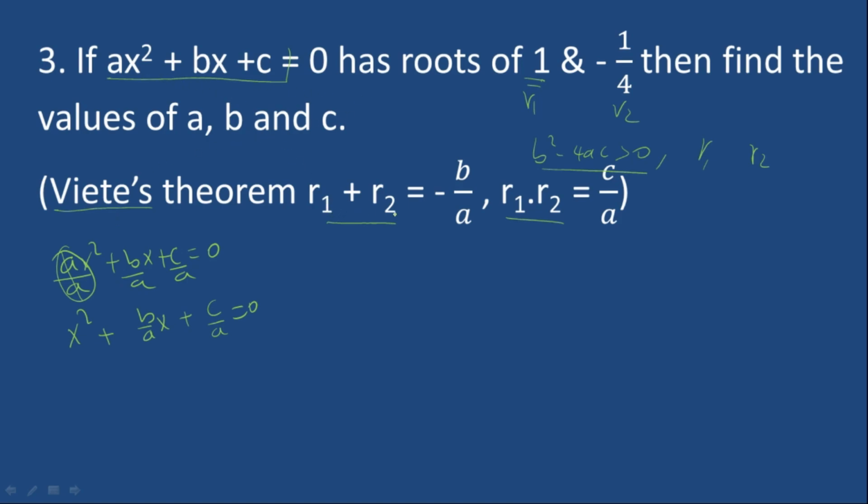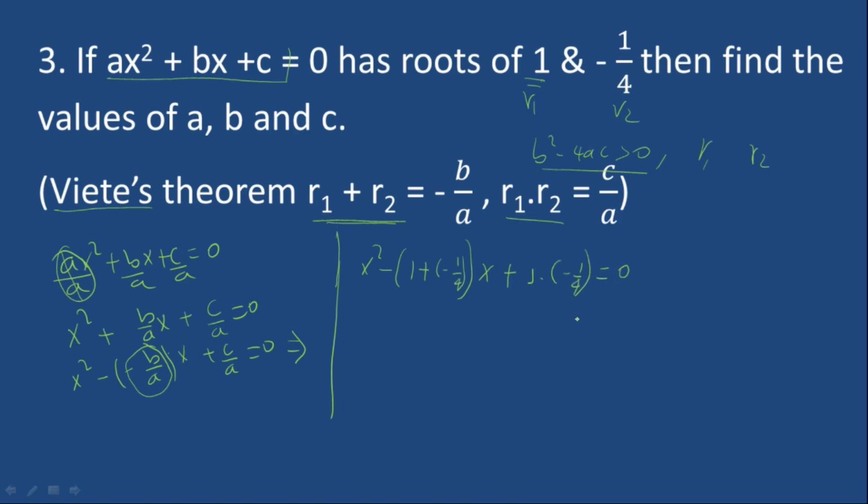We are writing the equation in this form. So this can be written as x squared minus the negative of b over a, x plus c over a is equal to 0. Minus times minus is plus, so nothing changes. What is the negative of b over a? It refers to the sum of the two roots. r1 is 1, and r2 is minus 1 over 4. So we put x squared minus (1 plus minus 1 over 4) x plus c over a, which means r1 times r2, 1 times minus 1 over 4, is equal to 0.